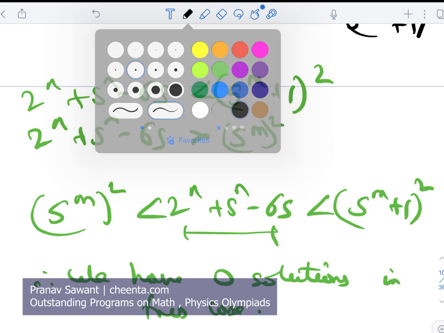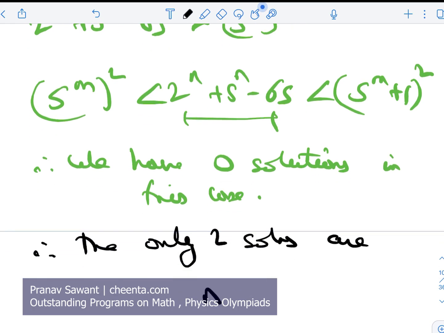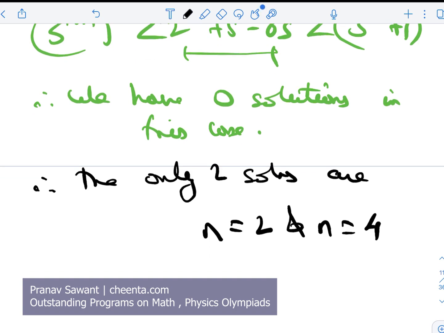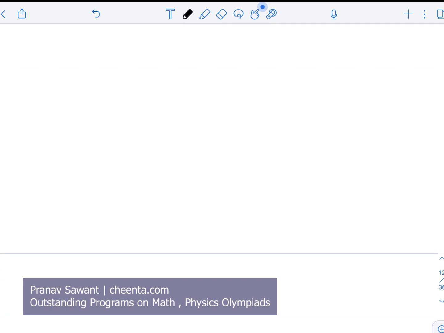So therefore the only two solutions are n is equal to 2 and n is equal to 4, right? So yeah, that was the question that was given to us, and I really hope you enjoyed that. It was a pretty good problem. It was one of the more challenging problems in the tests, and we really had to work quite a bit in congruence modulo to solve this one.